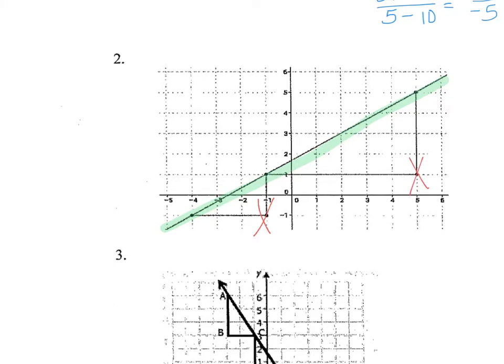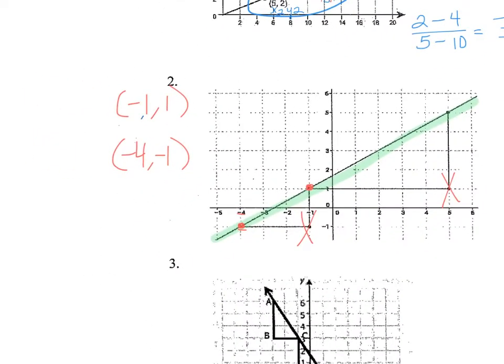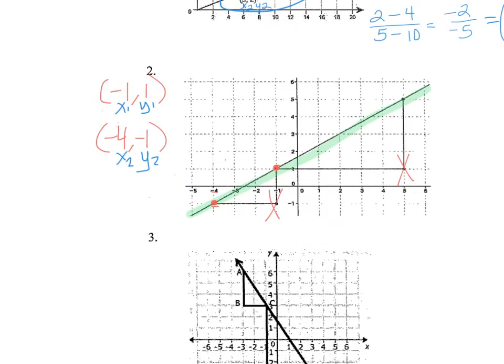But I'm going to use the points for this smaller triangle. So this point is at negative 1, positive 1. And this point here is at negative 4, negative 1. Okay, and I'm going to label these. So I've got x and y. I'm going to label this one my 1s. The bottom one can be my 2s, and I'm going to use that formula.